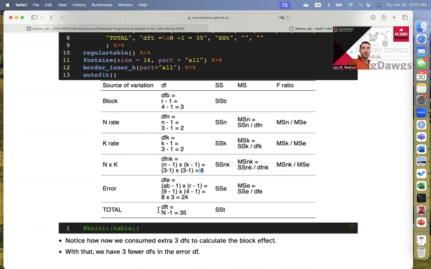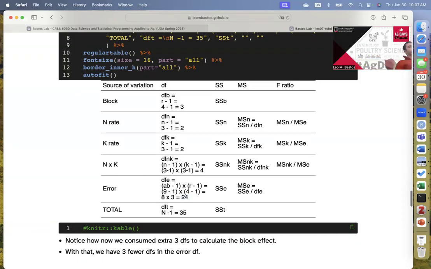And then we have our error. And our error here is basically, I mean, the formula is more complex, but what I want you to see is that we have 24 degrees of freedom in the error. So it's basically the remainder from the total after what we used for our treatment effects and experimental design variables. That ends up being 24 degrees of freedom in your error.